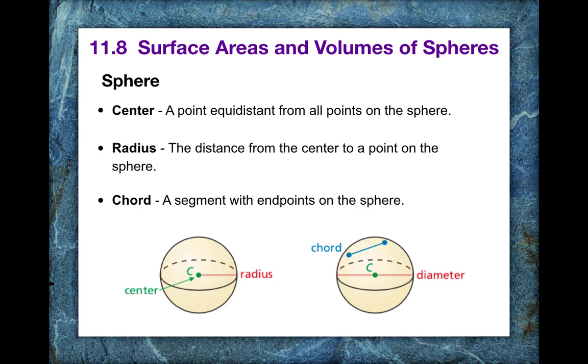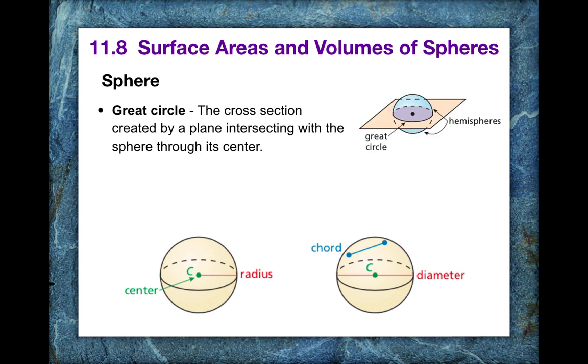A chord is some segment that goes from one place on the sphere to some other place on the sphere. And you can see that the diameter goes all the way across. It's a chord that goes all the way across through the center of the sphere.